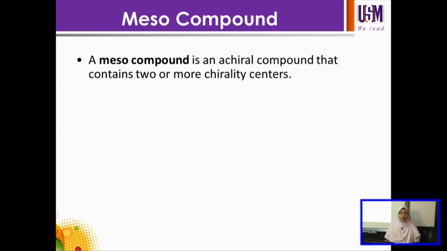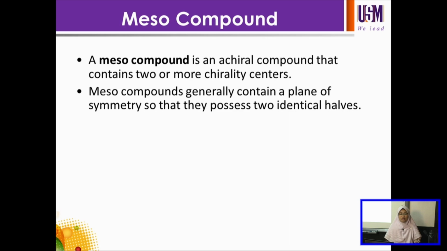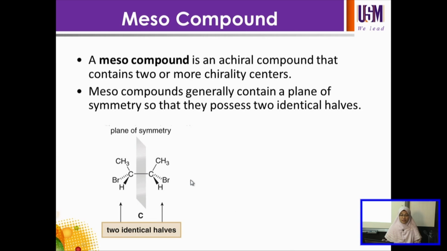So what is mesocompound? A mesocompound is an achiral compound that contains two or more chirality centers. So they are actually achiral compounds. Mesocompounds generally contain a plane of symmetry so that they can possess two identical halves. So there are two characteristics of a mesocompound. They are achiral, which means that they can have two or more chirality centers, and they must have a plane of symmetry.